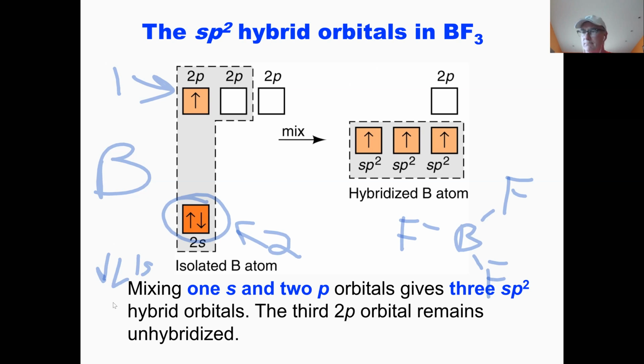Trigonal planar. Yeah, it's trigonal planar because it has 3 regions of electron density. And the maximum distance you can get between 3 regions of electron density is on a plane and 120 degrees from each other. That's the maximum distance you can get from those 3. So that's the shape it takes.